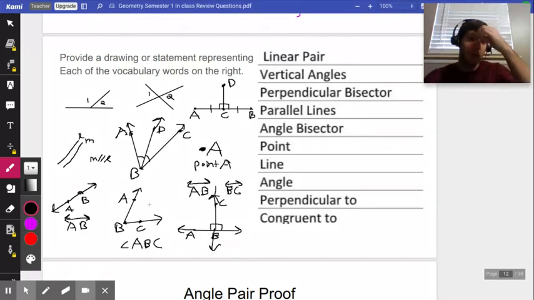Okay, and then congruent to. So that's just our symbol. For example, segment AB, right, is congruent to BC. Okay, this would be congruent to, and this would be perpendicular to.